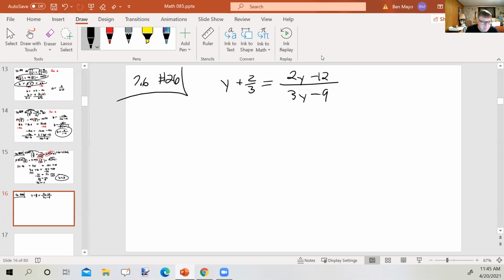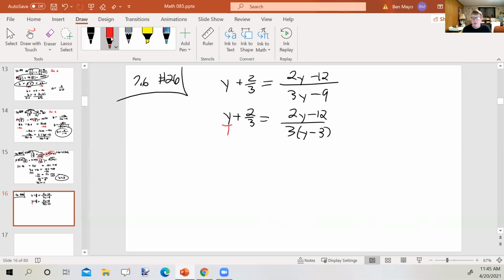Okay. And here, if I factor the right-hand side of the equation, I get 3 times (y minus 3). Okay, like that. Yes. And there's also an implied 1 there. So my denominators are 1, 3, and then 3 times (y minus 3). So my least common denominator is going to be 3 times (y minus 3). You okay with that?